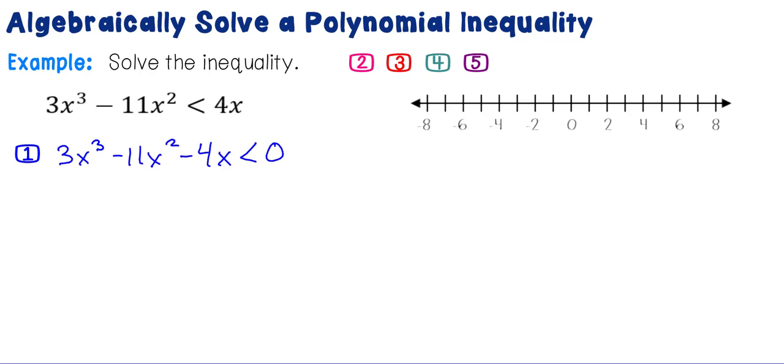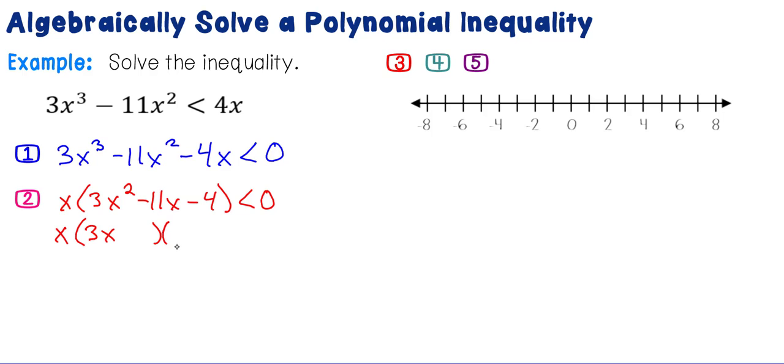And then our second step was to find the zeros. So what we want to do is, first off, I see everything has an x in it, so I'm going to pull an x out, and I get left with 3x squared minus 11x minus 4 is less than 0. And then now I can find the factors.